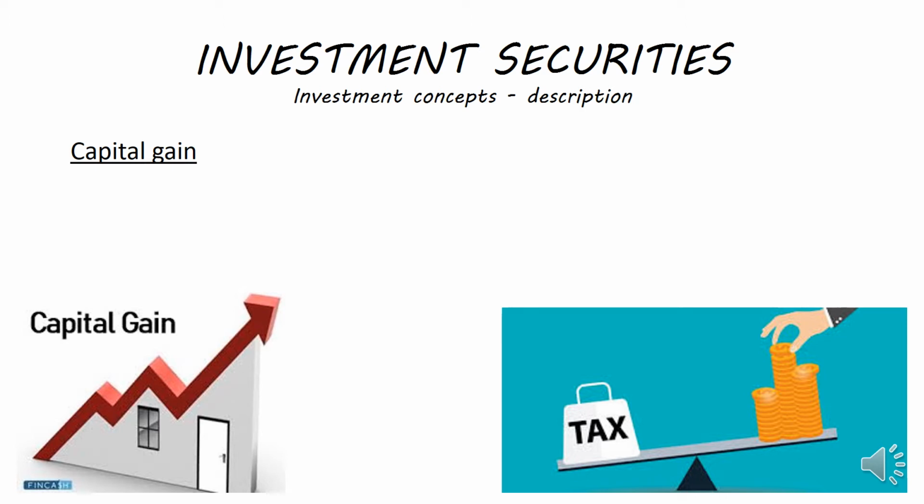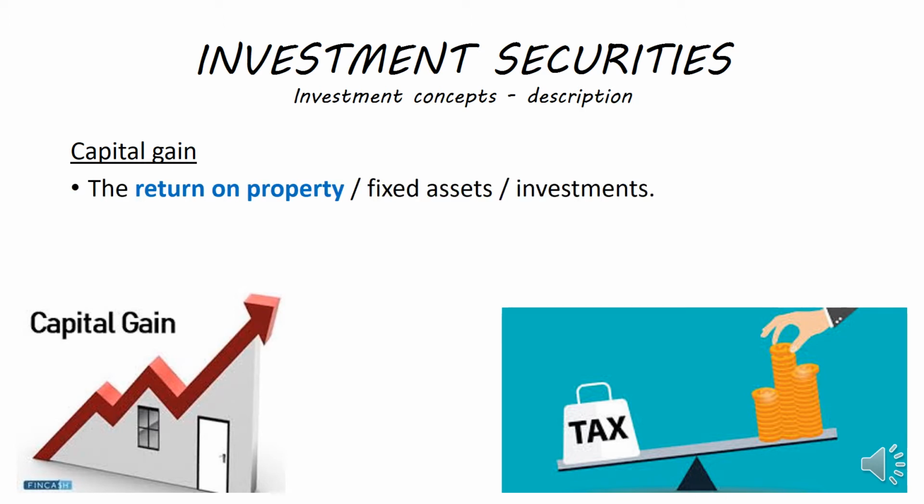Right, when we talk about a capital gain, capital gain means it is the return on the property or a fixed asset or an investment that you have bought. All right. So in other words, when you buy property, for example, it would mean that you bought a piece of land for 500,000 Rand. And when you sell it 20 years later, it is worth R1 million. The value of your investment has increased. Your capital has gained value.